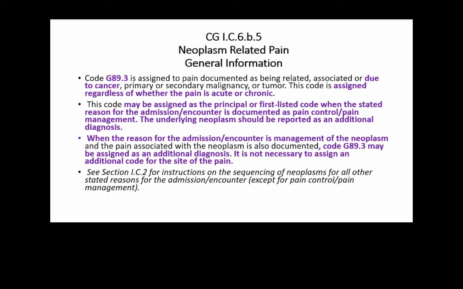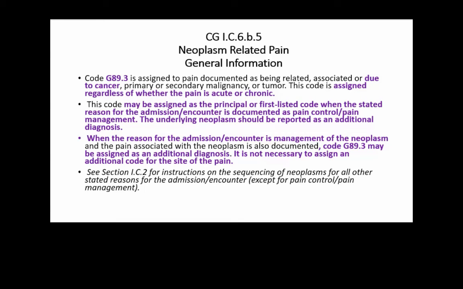Now let's talk about pain related to malignancies or neoplasms. Code G89.3 is a code that specifically states pain due to cancer, pain due to malignancy. It doesn't matter if the pain is acute or chronic in those cases. If it's related to malignancy, you're just going to add it to document the patient does have pain related to the malignancy. If the pain related to the malignancy is the reason why the patient is being treated, that would be your principal diagnosis, and the cancer diagnosis would be reported as an additional code.